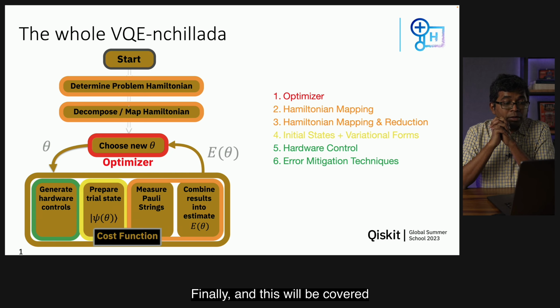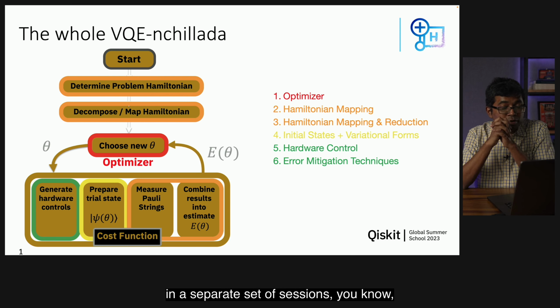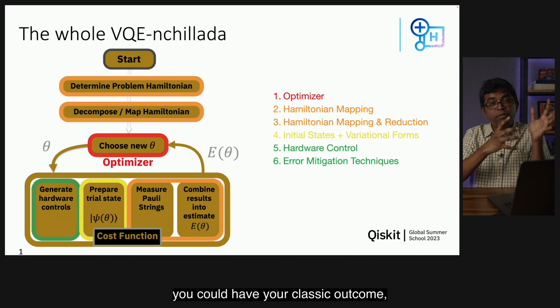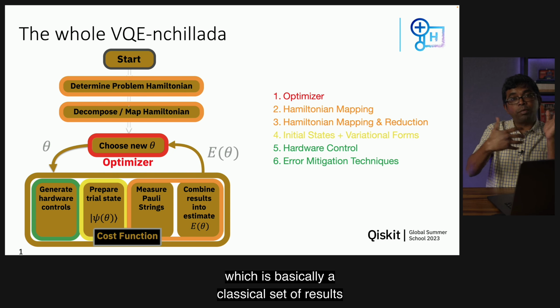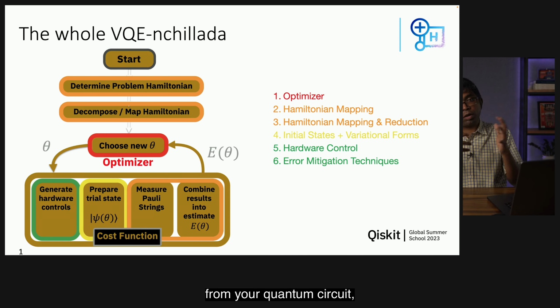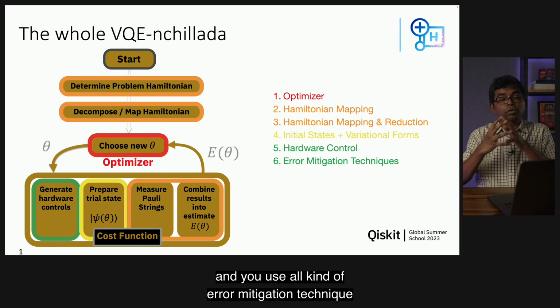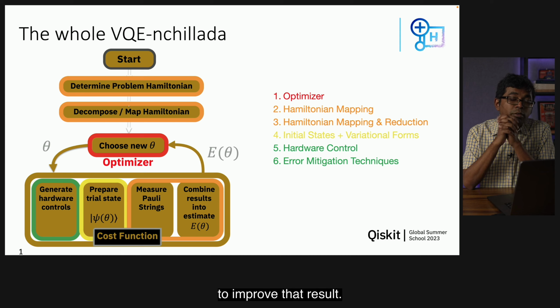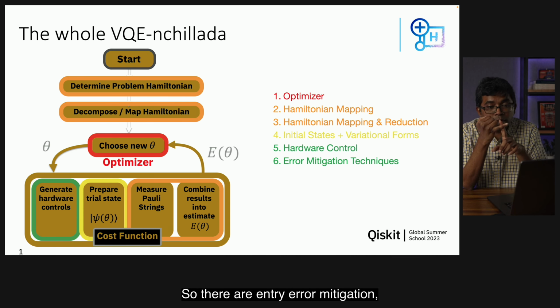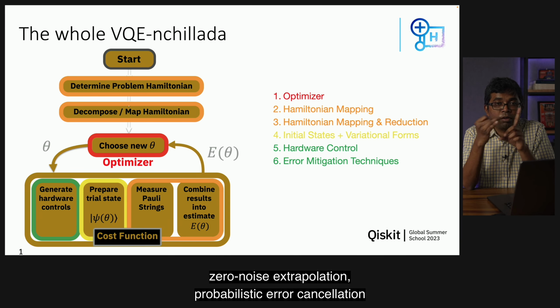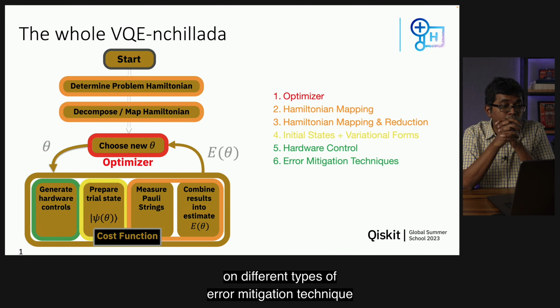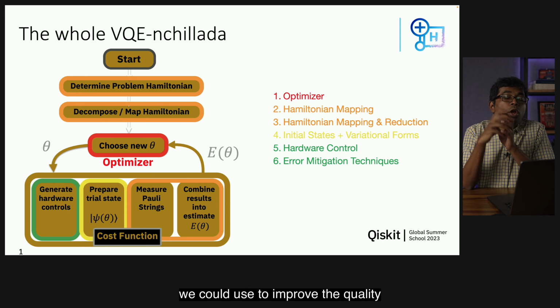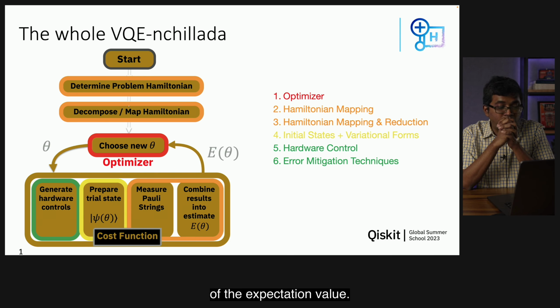Finally, and this will be covered in a separate set of sessions, you could have your classical outcome, which is basically a classical set of results from your quantum circuit, and you use all kinds of error mitigation techniques to improve that result. So there are M3 error mitigation, zero noise extrapolation, probabilistic error cancellation, different types of error mitigation techniques you could use to improve the quality of the expectation value.